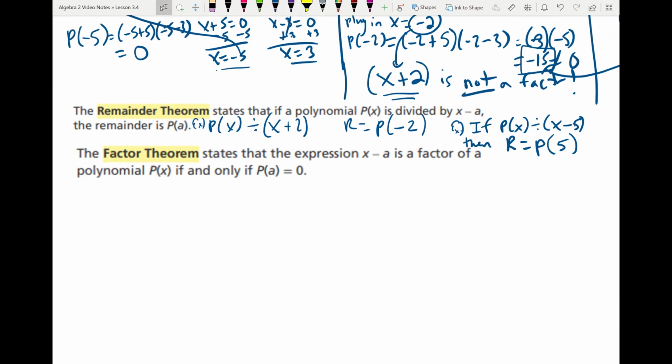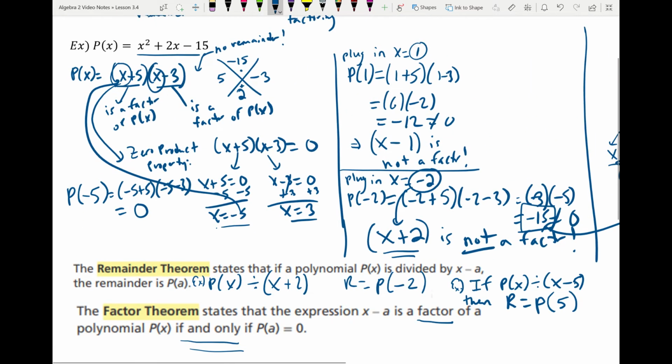The factor theorem states that the expression x minus a is a factor of a polynomial if and only if you get 0 when you plug in that number into the polynomial. Just like the example that we did, right?